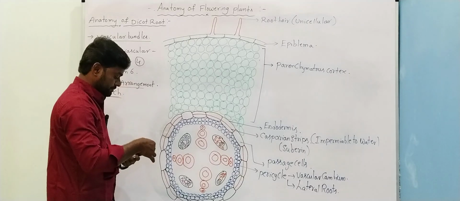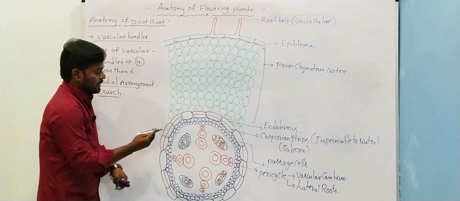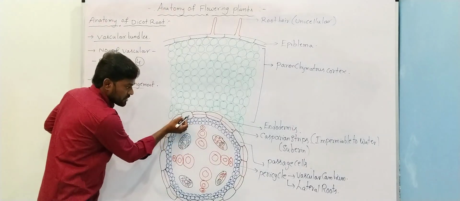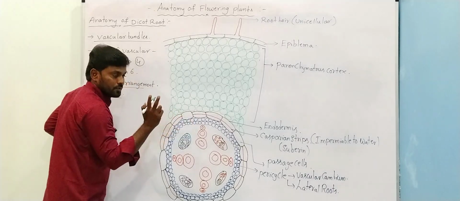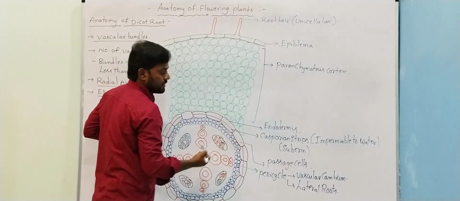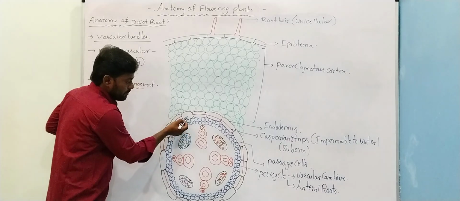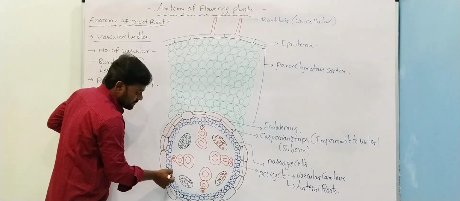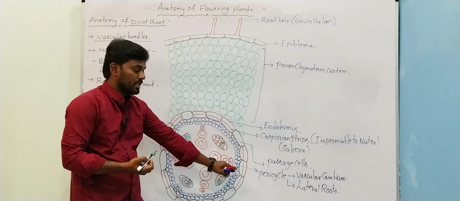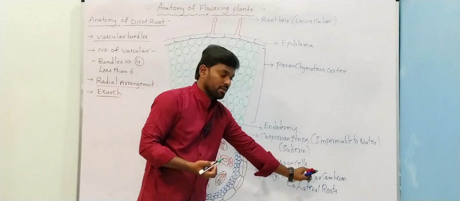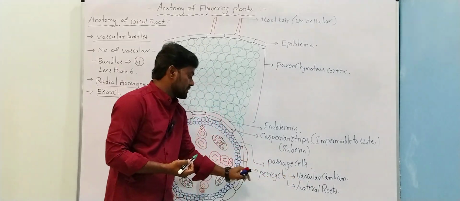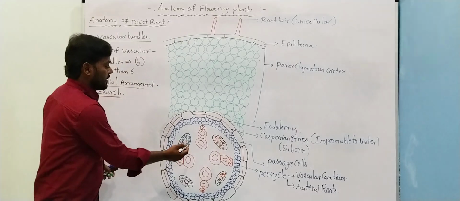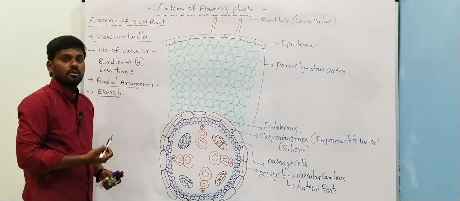And next one, beneath the cortex, this is the endodermis. Endodermis is made up of two types of cells, that is Casparian cells and passage cells. And next one, beneath the endodermis, a few layers of cells are arranged. This is called pericycle. It produces the vascular cambium. And next one, lateral roots arise from the pericycle. And next one, the center part has the vascular bundles.